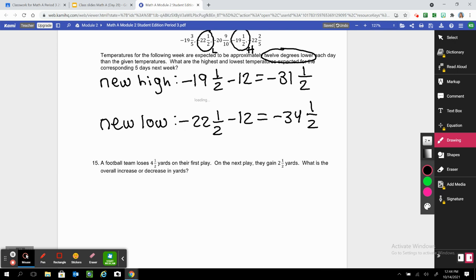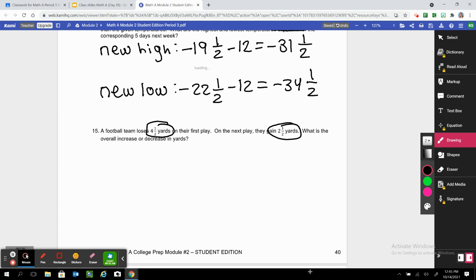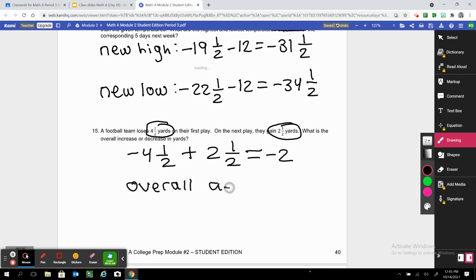Last one for this assignment, it says a football team loses 4.5 yards on their first play. On the next play, they gain 2.5 yards. What is the overall increase or decrease? So if you lose yards, it's thought of as a negative number. If you gain yards, it's thought of as a positive number. So since both of these have the same denominator, I'm just going to add -4 plus 2, which is -2. And then since one of these is negative and one of these is positive, the 1/2s are going to cancel. So this is just an overall decrease of 2 yards.